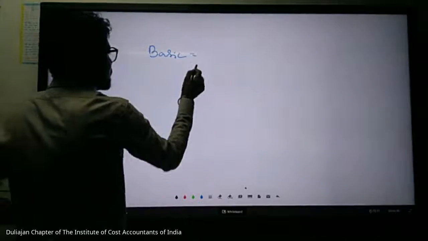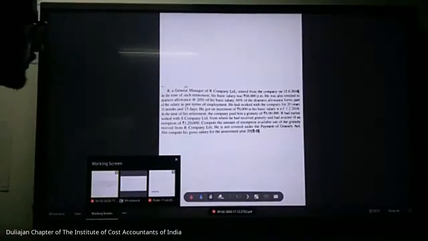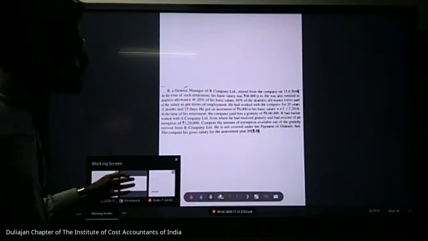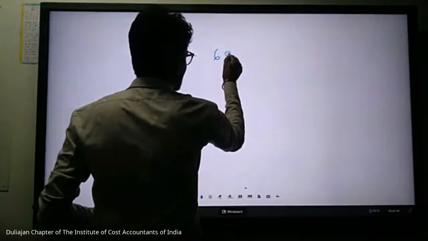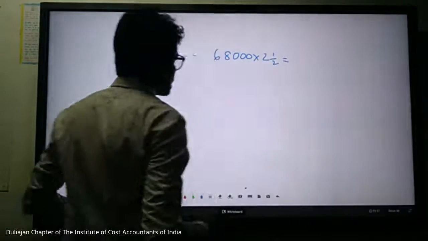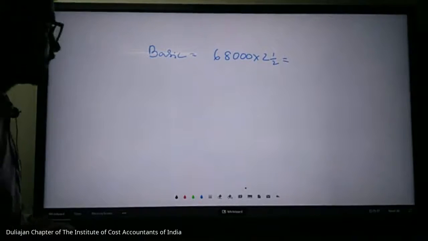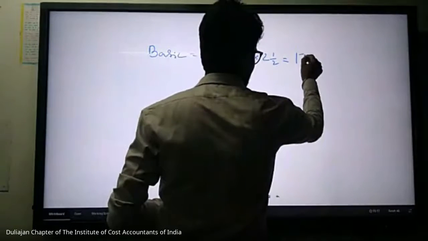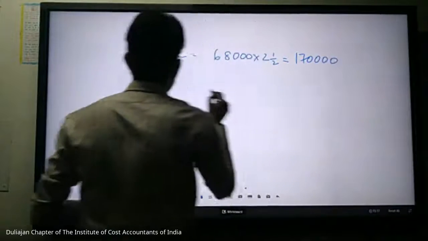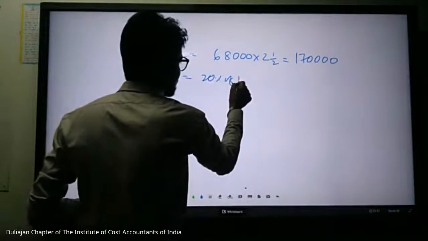Basic: for how many days will he get it? Retired on 15th of June, right? So he will get 2.5 months of salary, into 2.5 months. How much does it come to? 170, is it 170? Now DA is how much? 20% of basic.